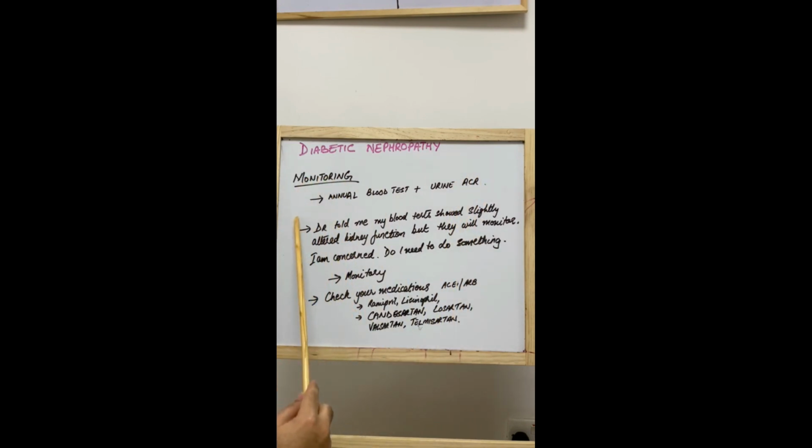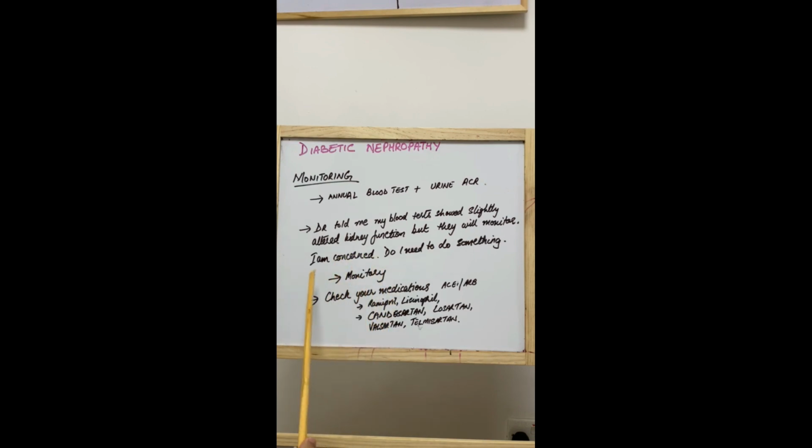Now, coming to a very common scenario, and this is why I want to stress this more, patients say, doctor told me my blood test showed slightly altered kidney function, but they will monitor. I'm concerned. Do I need to do something about this? So basically, first thing, if they've said that they are going to monitor, they will tell you how frequently they are going to do the blood test and the urine test, as we have mentioned above. And that frequency will depend on the results.